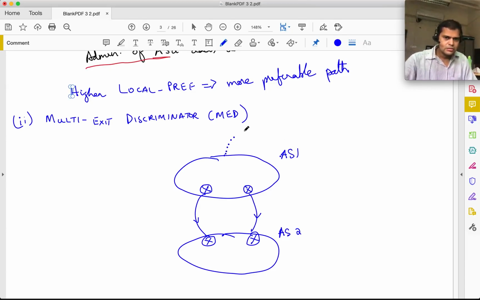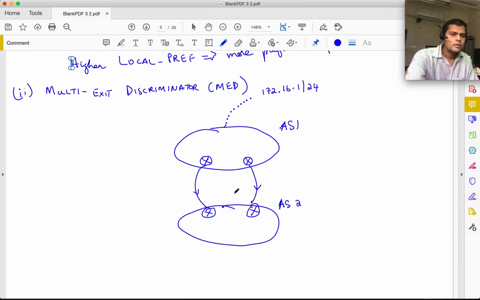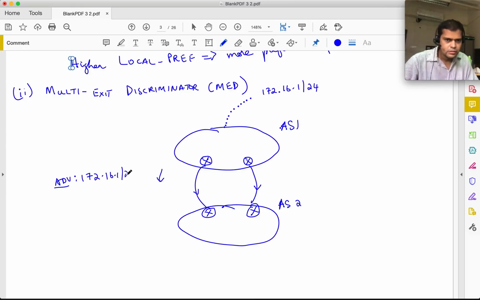And let's say that there is some path over here to 172, the same one. So there is an advertisement being sent over here for that particular prefix, and of course this will have an AS path. Now this particular autonomous system could give an MED attribute. It doesn't have to, but it could give an MED value. And let's say it gives MED equal to 2000.